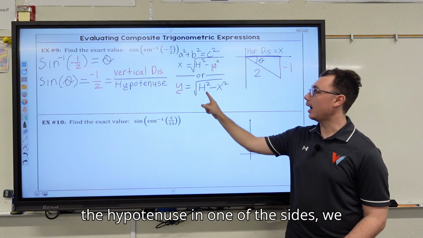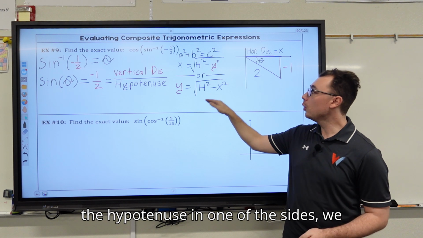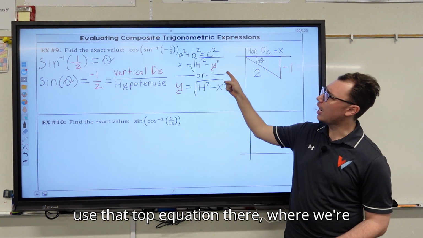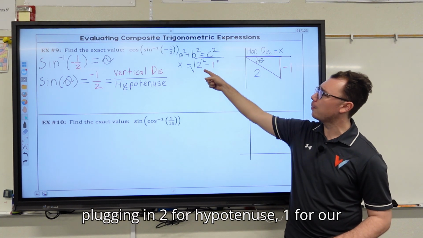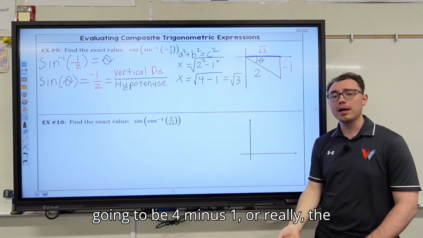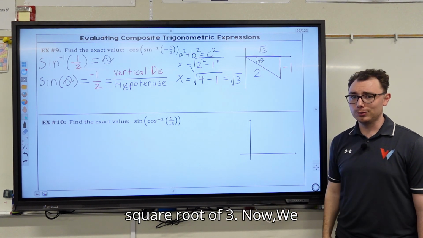So if we're ever given the hypotenuse and one of the sides, we can use one of these equations to find the other. In our case, we're going to use that top equation there, where we're plugging in 2 for the hypotenuse, 1 for our vertical displacement. We find that it's going to be 4 minus 1, or really the square root of 3.